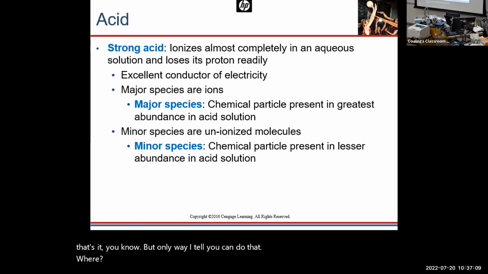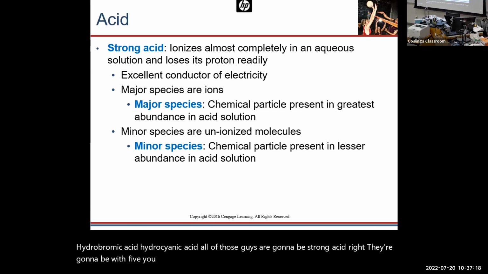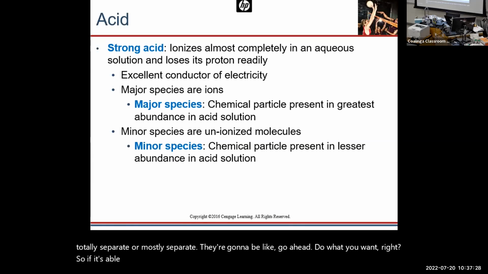Hydrochloric acid, hydrobromic acid, hydroiodic acid, all of those are going to be strong acids, right? They're fine, they do what you want them to do, because they're able to totally separate, or mostly separate. They're like, hey, go ahead, do what you want. So if it's able to separate, it makes it a strong acid. If it's not able to separate, or it's separating really weakly, then it's going to be a weak acid.